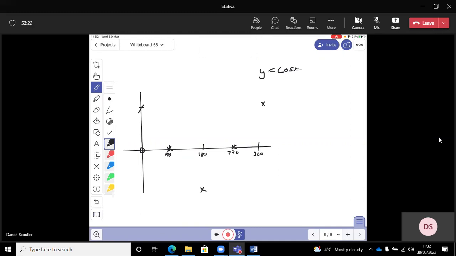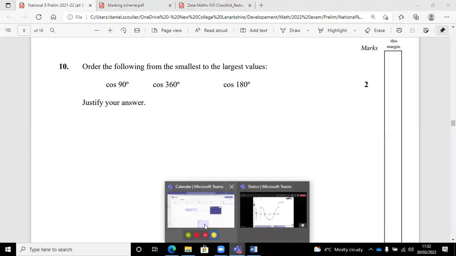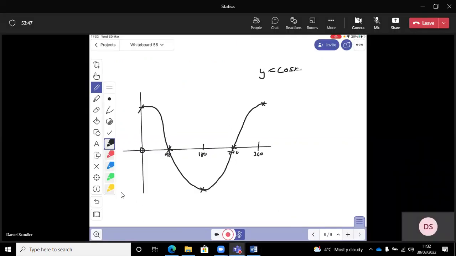Okay, so drawing that out. Cost graph. Okay, it's not perfect, it's not bad. Look back at the question. Order the following from the smallest to largest values. Cost at 90 equals 0.